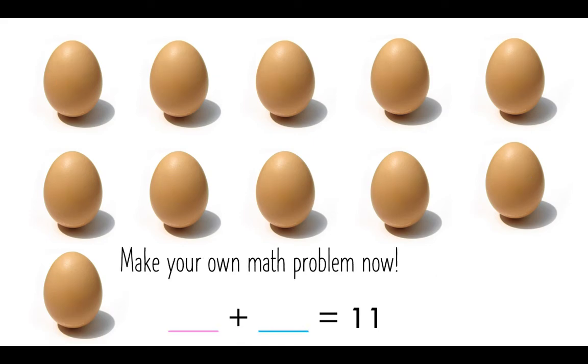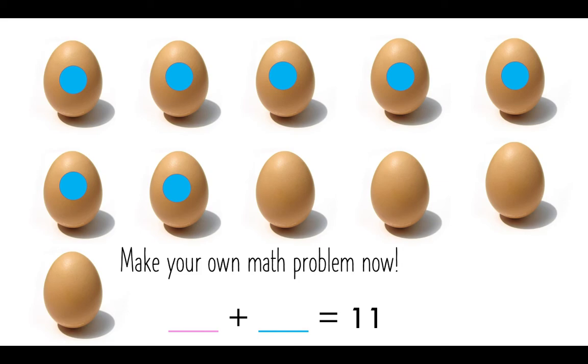Now we're going to practice making your own math problem. You're going to choose how many roosters will hatch or how many hens will hatch. Remember, I can't choose a number more than 11, because if I say, well, 12 hens are going to hatch, well, I know 12 is more than 11 and I don't have 12 eggs. But I could say 11 hens are going to hatch, but then no roosters will hatch because 11 plus 0 equals 11.